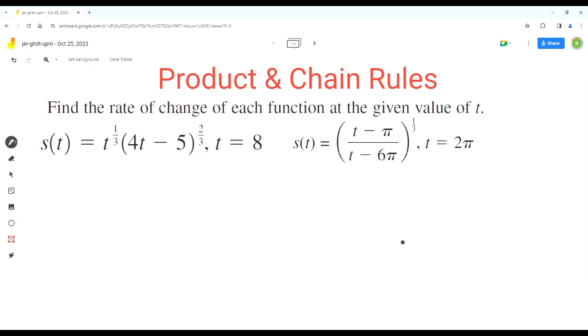So in this video, we'll use product and chain rules of derivatives to solve this problem. As per the problem, find the rate of change of each function at the given value of t. The first function is s of t equals t exponent 1 over 3 times (4t minus 5) exponent 2 over 3, and we have to find the rate of change for this function at t equals 8.